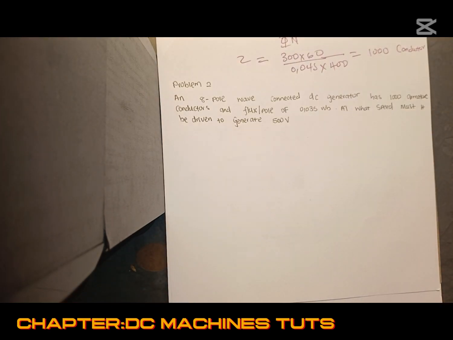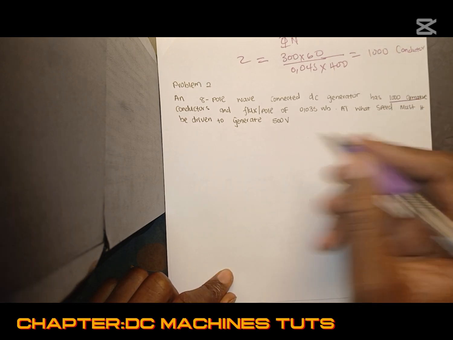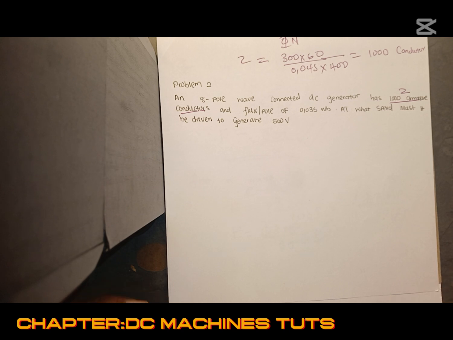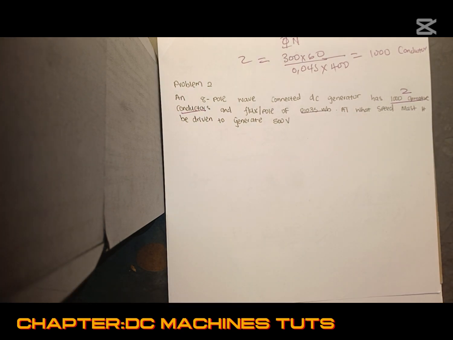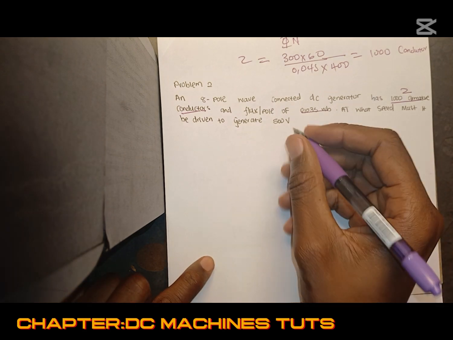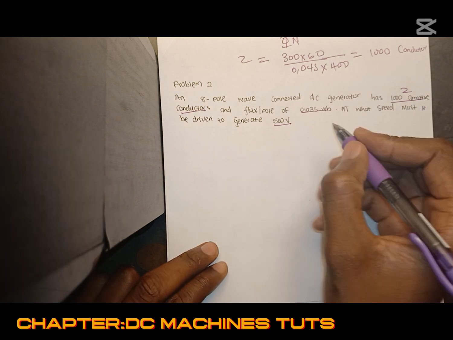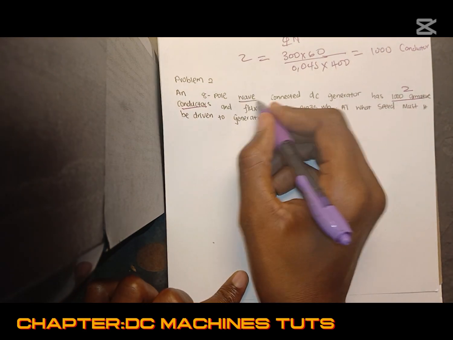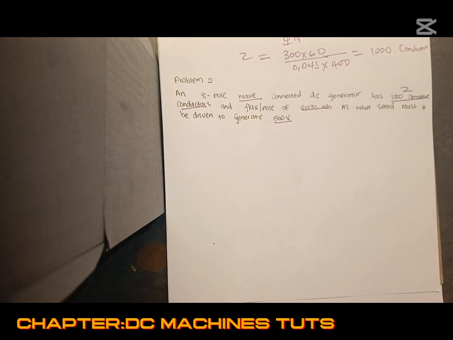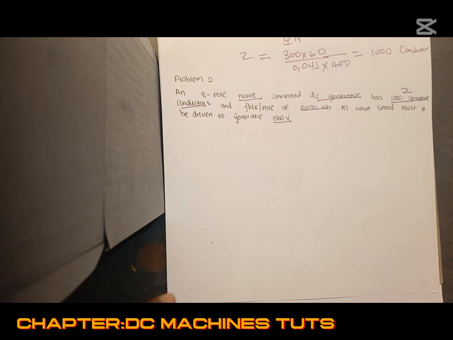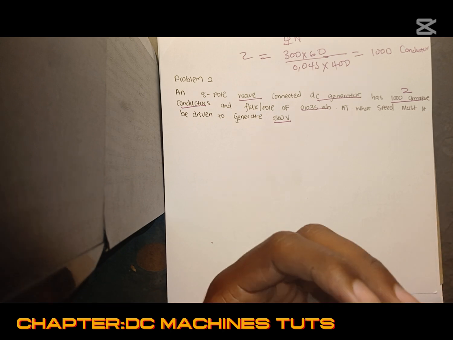an 8-pole wave connected DC generator has 1000 armature conductors. So this is our Z, and flux per pole, this is our flux. At what speed must it be driven to generate 500 volts? So at what speed must it rotate, right? Now, what is it that we have here? This is another important line, and this is also an important line. That means this shows that we're dealing with a generator.